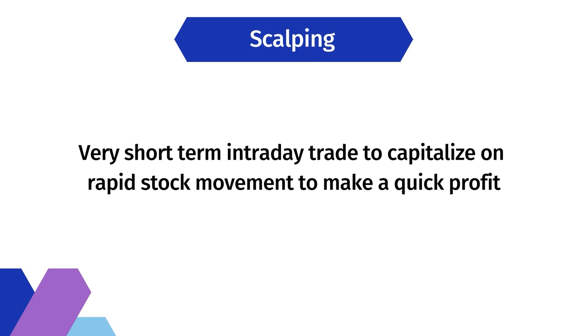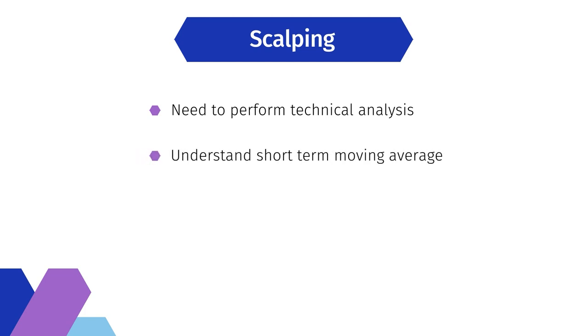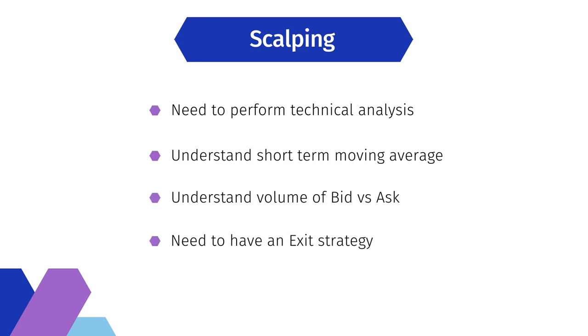Remember, for scalping, you need to follow a system and have a plan. You should get in quickly and get out quickly. You have to take the stops seriously. You should have the ability to perform technical analysis to follow the short-term moving average, to effectively find areas of movement to scalp, need to understand volumes of bid versus ask, and have the ability to exit when the trade is against your direction. If you're a beginner, I would recommend you start with paper trades, get comfortable, and then trade with real money to scale your positions.